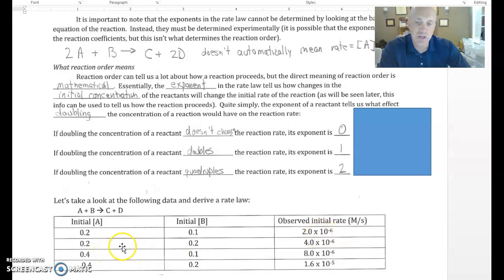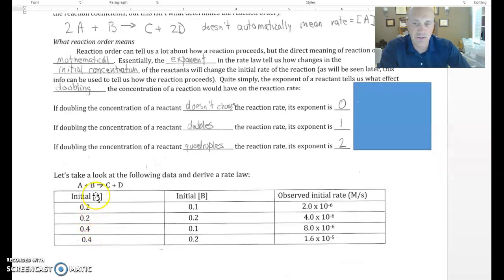So we measure that and then we do the experiment again. In the second experiment, the concentration of A is going to be 0.2, and then we're going to slightly vary the concentration of the other reactant, and this is what the initial rate is going to be for those conditions. We're running the exact same reaction over.